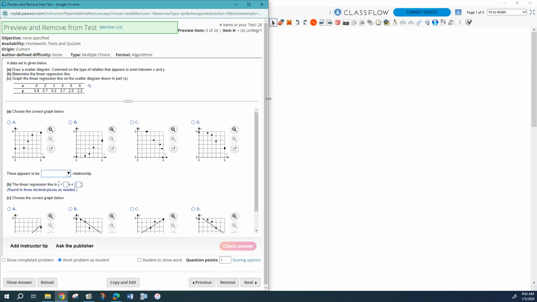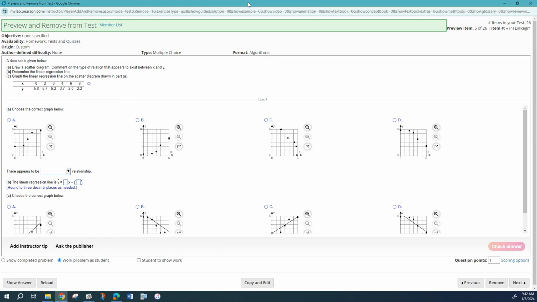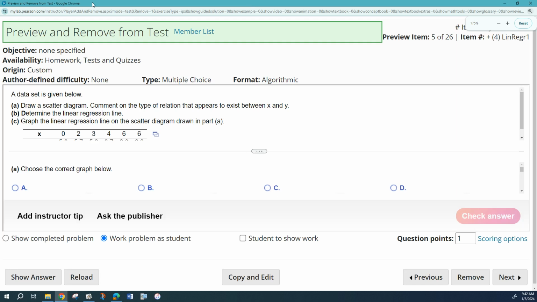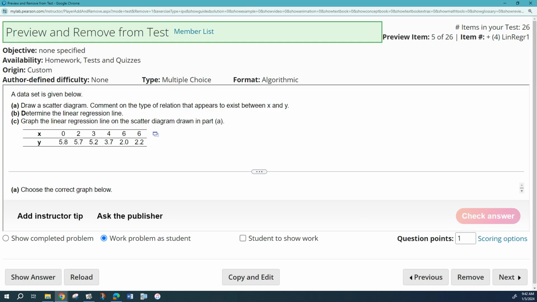All right, so let's try one of these together. This is the stuff where you're going to be using Desmos graphing. So what do you do on this? We're supposed to draw a scatter diagram, determine the regression line, and then graph the linear regression line on the scatter diagram. So this is all stuff that's going to be completely done for you with technology.